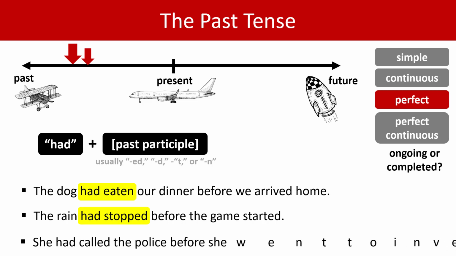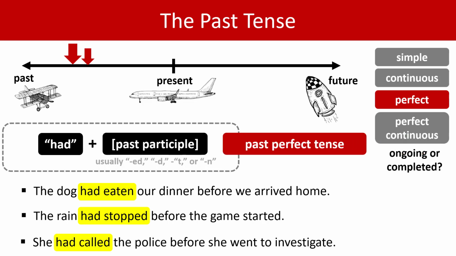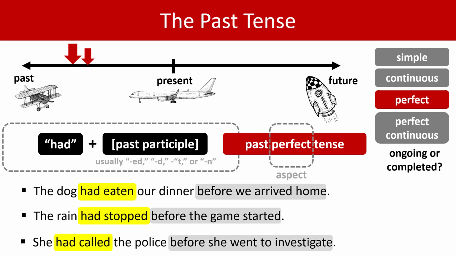She had called the police before she went to investigate. Had called. A completed activity in the past before another one. So, when you use this construction, you are using the past perfect tense. Remember, this is the aspect, and the perfect aspect is used for a completed activity. And very often, it's used to set the scene for another activity. And here we have those second activities in grey.